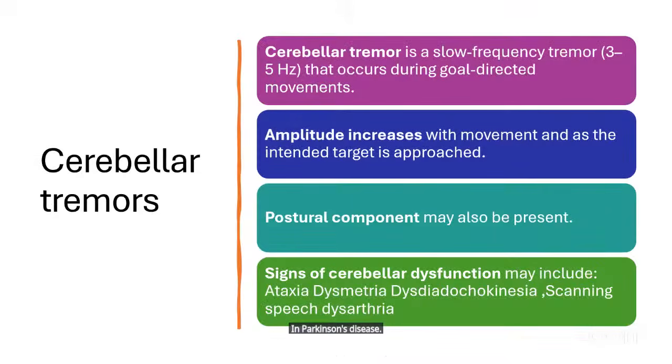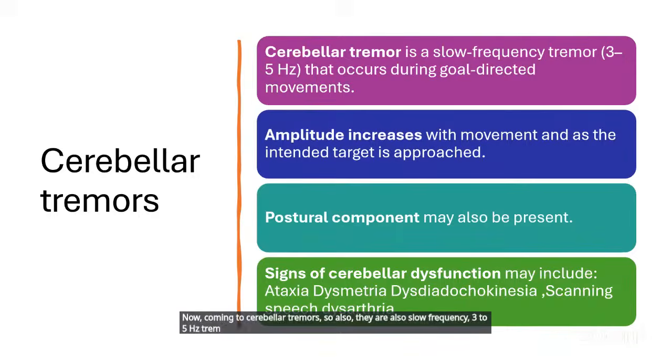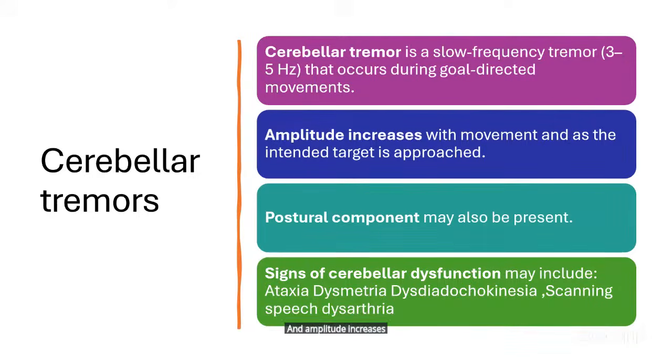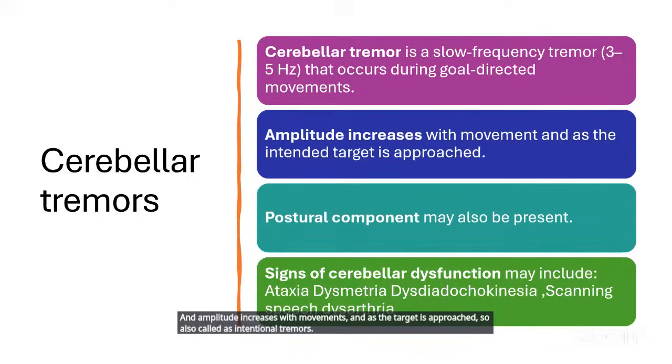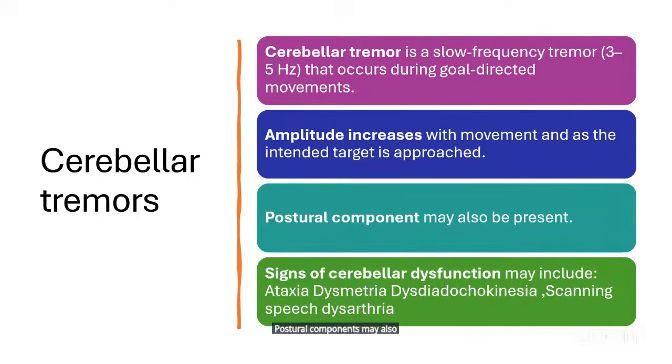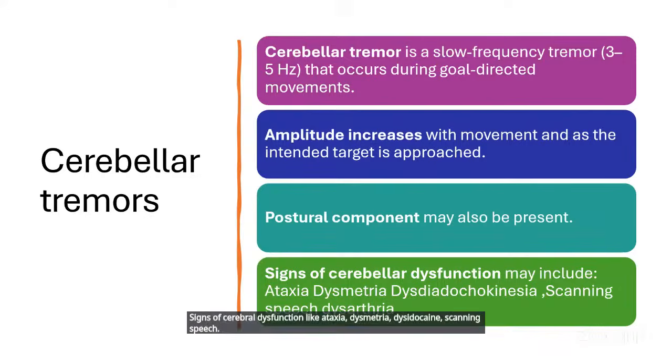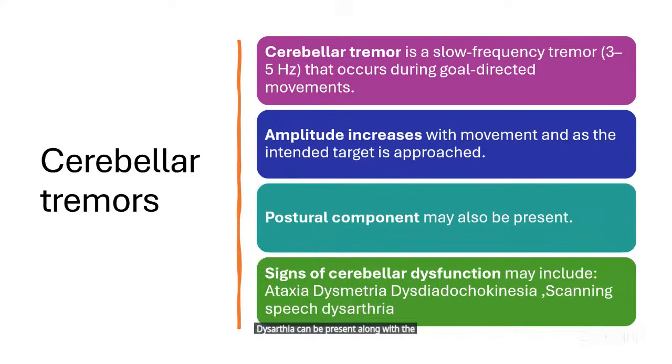Next. Now coming to cerebellar tremors. They are also slow frequency, 3 to 5 hertz tremors, which occur during goal directed movements, and amplitude increases with movements and as the target is approached, so also called intentional tremors. Postural components may also be seen in these patients. Signs of cerebellar dysfunction like ataxia, dysmetria, dysdiadochokinesia, scanning speech, dysarthria can be present along with the tremors.